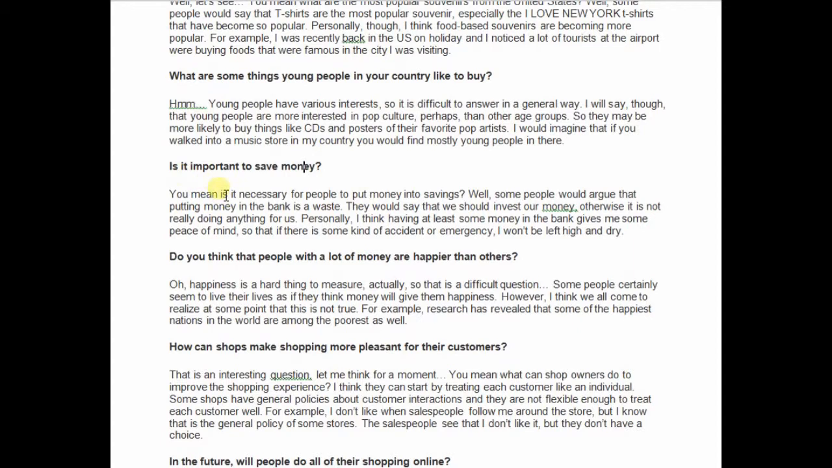Now, is it important to save money? You mean, is it necessary for people to put money into savings? Well, some people would argue that putting money in the bank is a waste. They would say that we should invest our money, otherwise it is not really doing anything for us. Personally, I think having at least some money in the bank gives me some peace of mind, so that if there is some kind of accident or emergency, I won't be left high and dry.